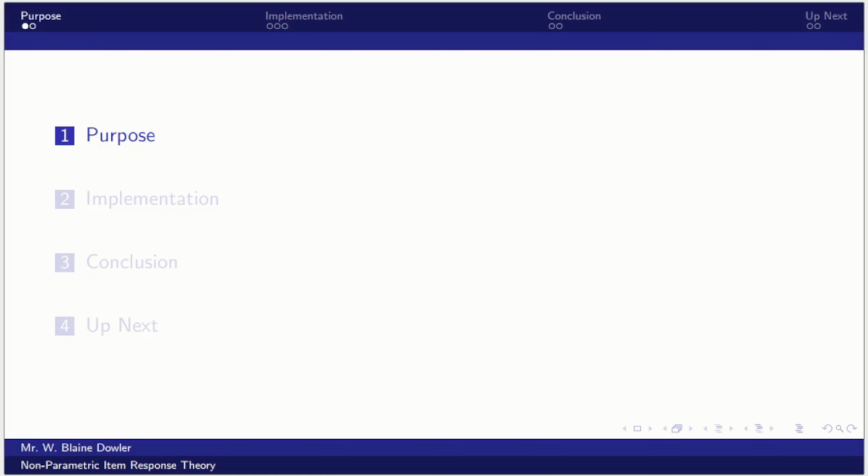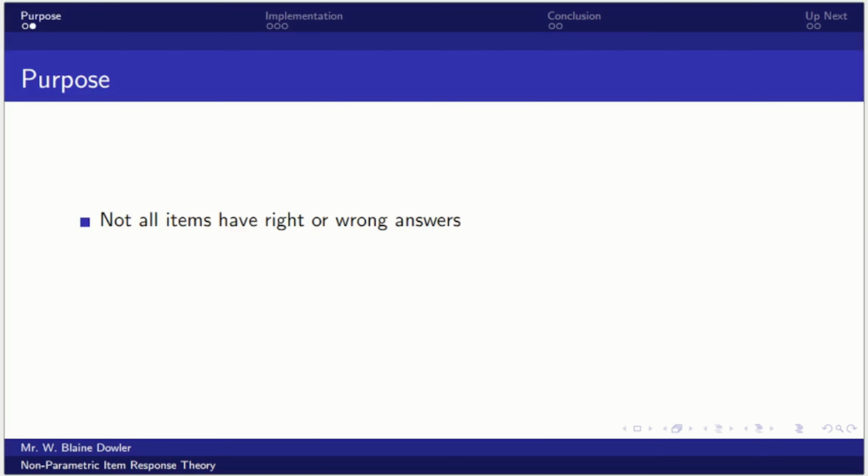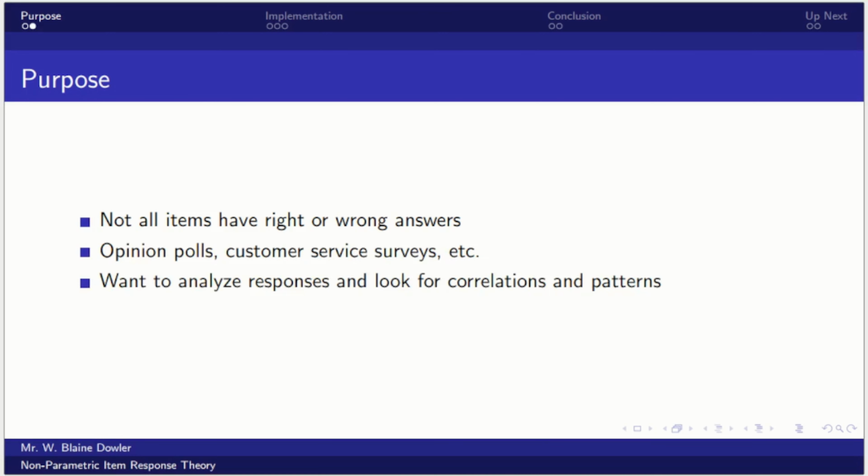So first, the purpose. Not all items have right or wrong answers. You can have opinion polls, customer service surveys, and so forth. And you still want to analyze those responses and look for correlations and patterns. But our existing item response theory that we've covered so far depends on having one answer that's correct and others that are incorrect, or at least having partial values available.